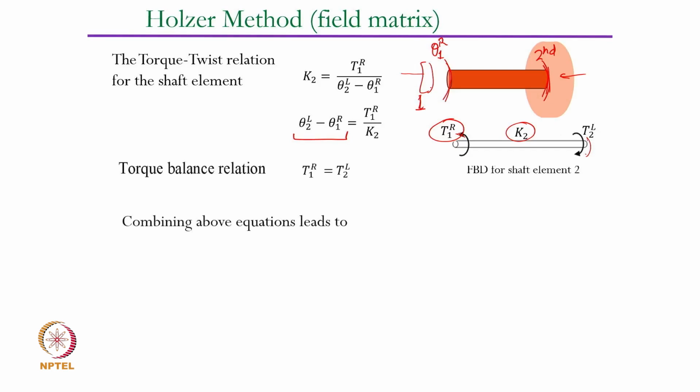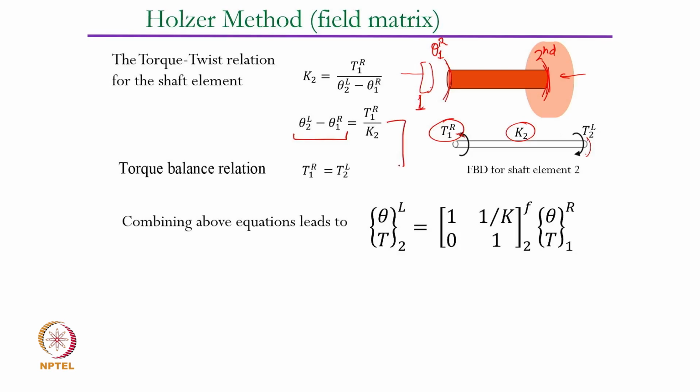So as we said, T1R is equal to T2L, and now these two equations together will lead to this equation. So obviously T2L is equal to T1R, and theta 2L minus theta 1R, this left hand side, is equal to 1 by k times T1R, and that's how you get this particular matrix equation.